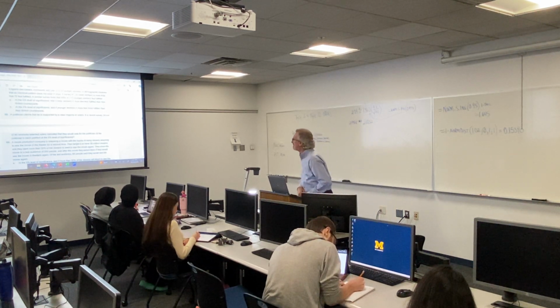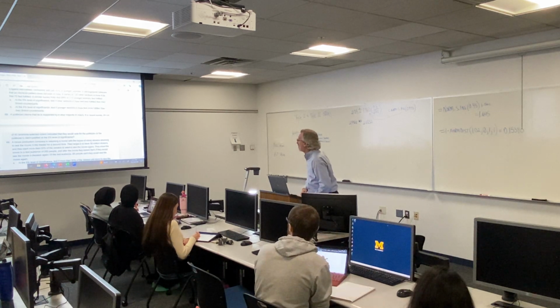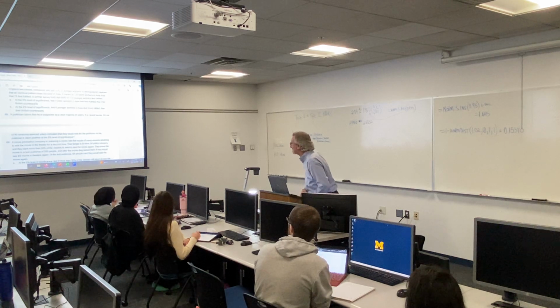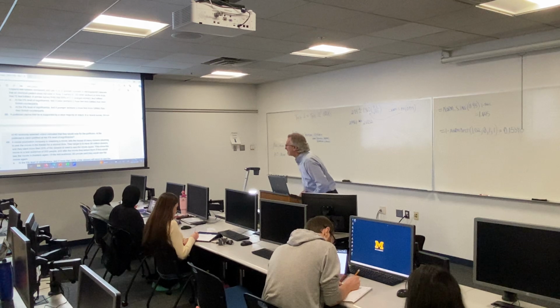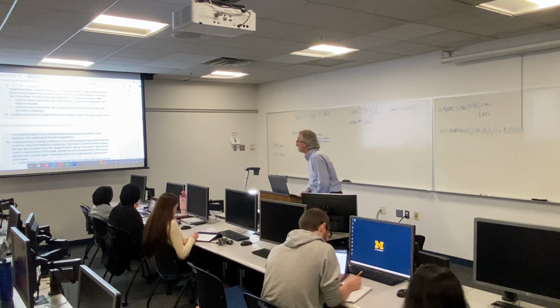Problem 68 says, a politician claims that he is supported by a clear majority of voters. In a recent survey, 24 out of 40 randomly selected voters indicated that they would vote for this politician. Is the politician's claim justified at 5% level of significance?